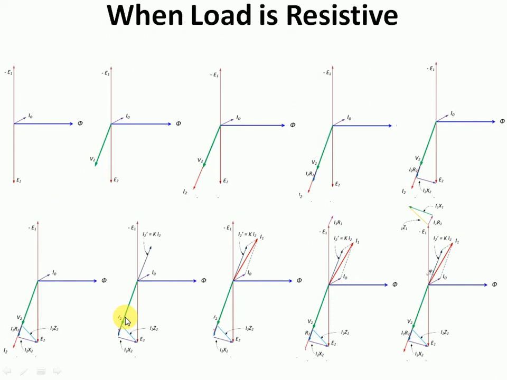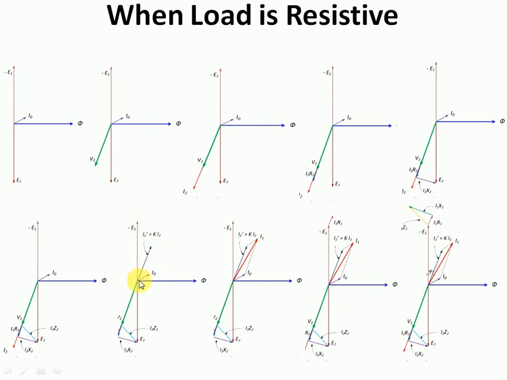This I2 dash is actually the primary equivalent of secondary current, which is I2. So in the next step we will be just extending this I2 line to the primary side also, and its length will be quite smaller than I2, because this value of I2 dash will be definitely smaller than that of I2, as I2 dash is equal to K I2. Now we know I2 dash and I0. By using parallelogram law of addition, we will be able to do the vector sum of these two vectors, that is I0 and I2 dash.